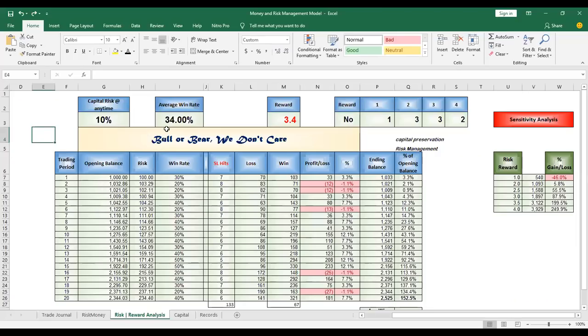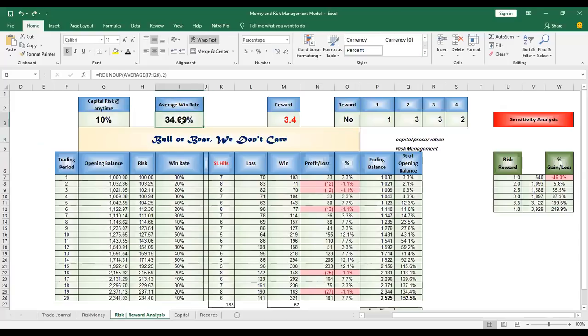So the model will help you calculate. That was why I took the pain to go and build that model. It will help you calculate how much you are risking at a particular point in time. Then it will also let you calculate how much risk you are taking per trade. Then it will also let you know how much risk reward you are taking per trade. But before we go to that, let me quickly explain this to you.